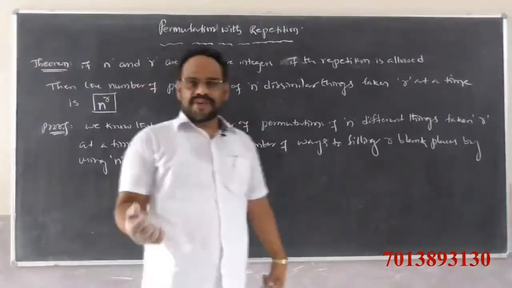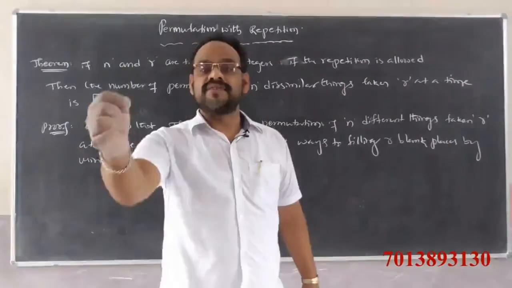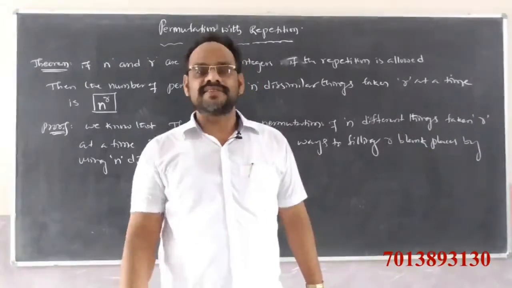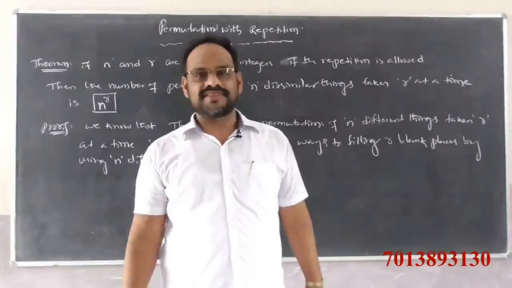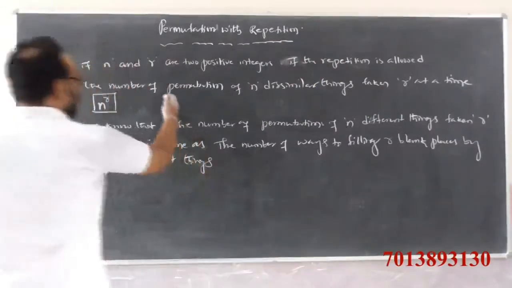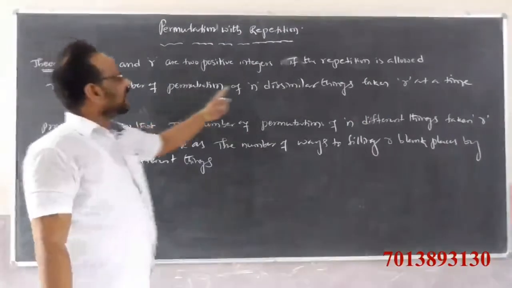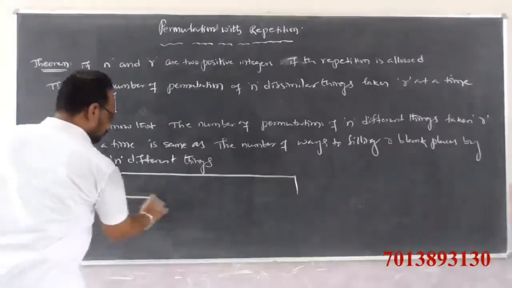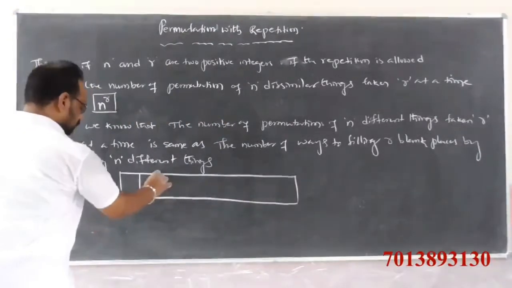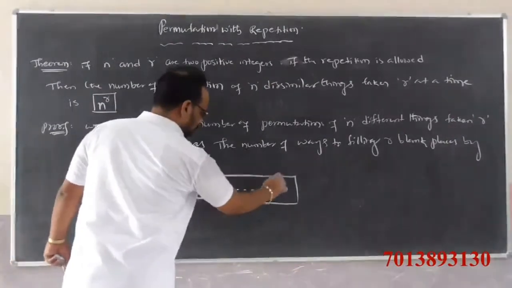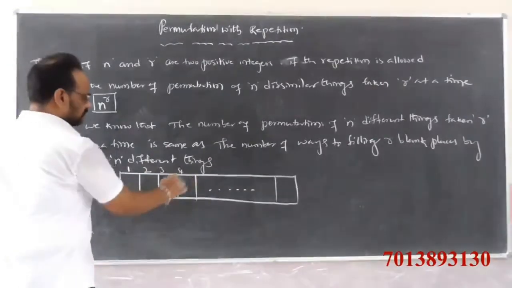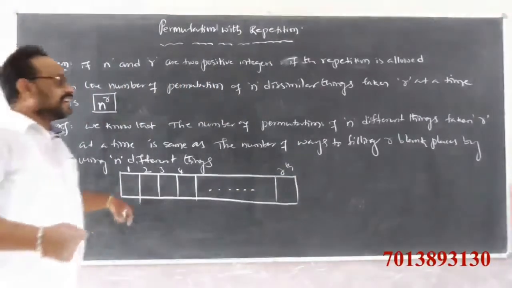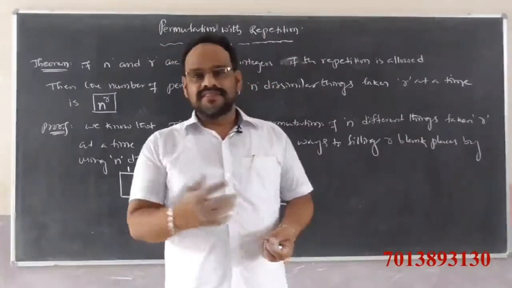Observe here, we already know that the number of permutations of n dissimilar things taken r at a time is the same as the number of ways of filling r blank places by using n different things. We already discussed this in the previous session, so here also we use that concept. We have r blank places: this is the first blank place, this is the second, and this is the r-th blank place. We have n dissimilar things.